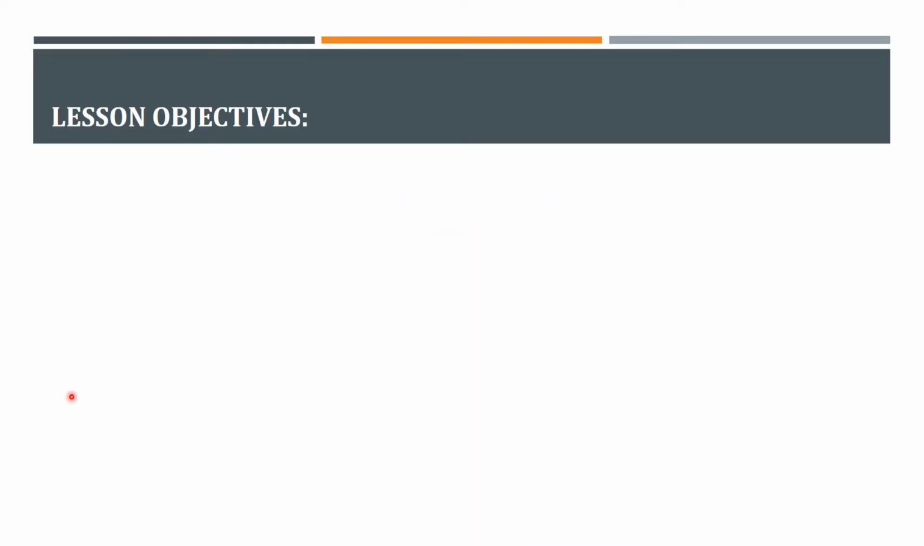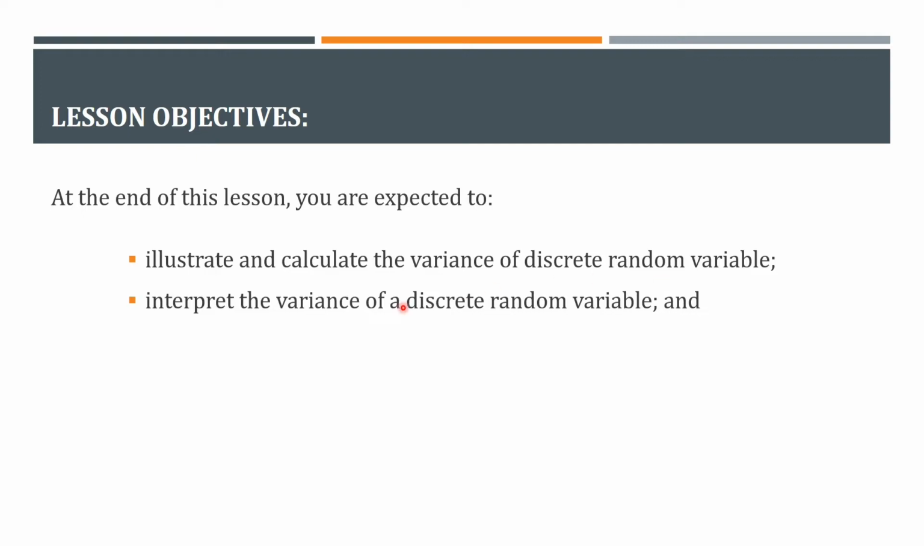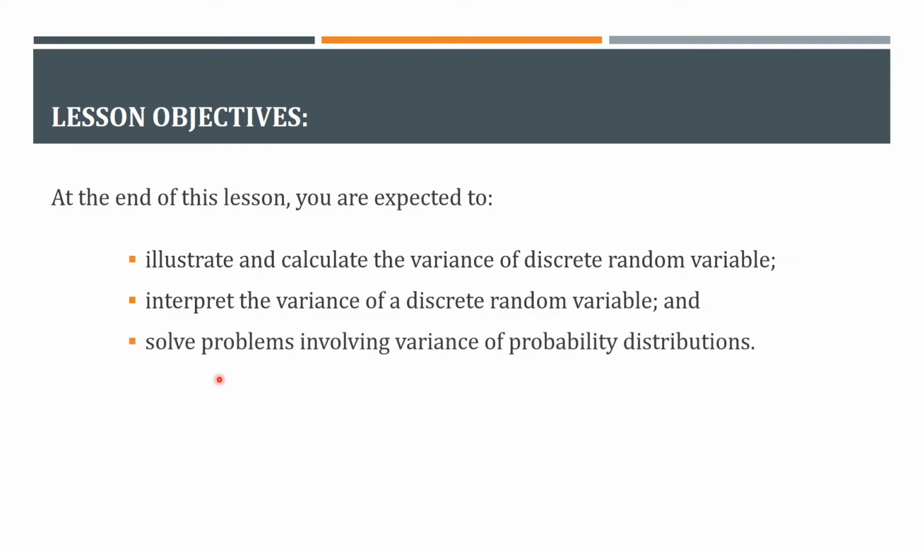For our lesson objectives, at the end of this lesson, you are expected to first, illustrate and calculate the variance of a discrete random variable. Second, interpret the variance of a discrete random variable. And third, solve problems involving variance of probability distributions.